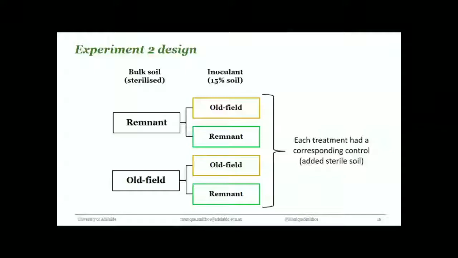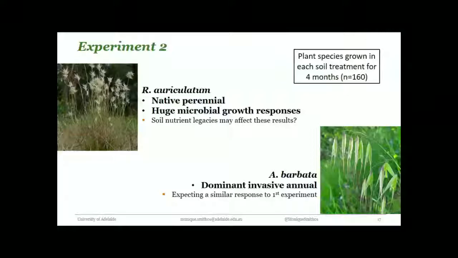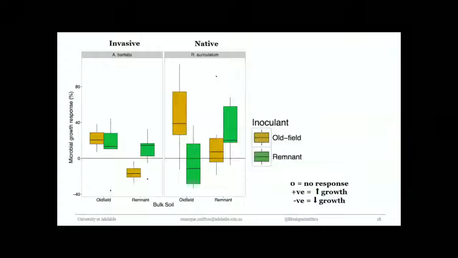I used the native species from the first experiment that had very little growth with the control, so had a large microbial growth response. And I changed the weed species to be the more dominant at my field site, but expecting a similar response. So this graph is set up in the same way, but I've split the invasive and native species, and I have the bulk soil here on the X. So that, again, is more to do with the nutrients in the soil for the bulk soil, and the inoculant is more about the microbes that were added.